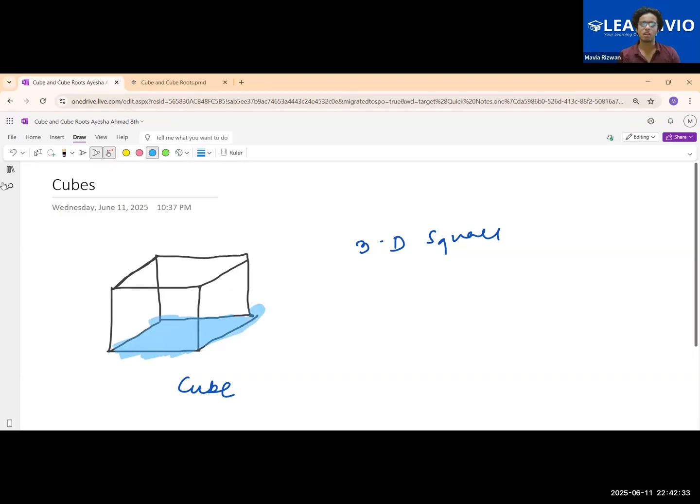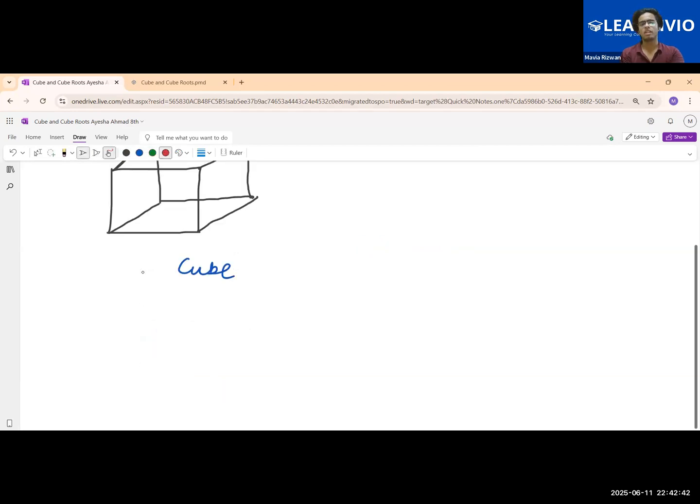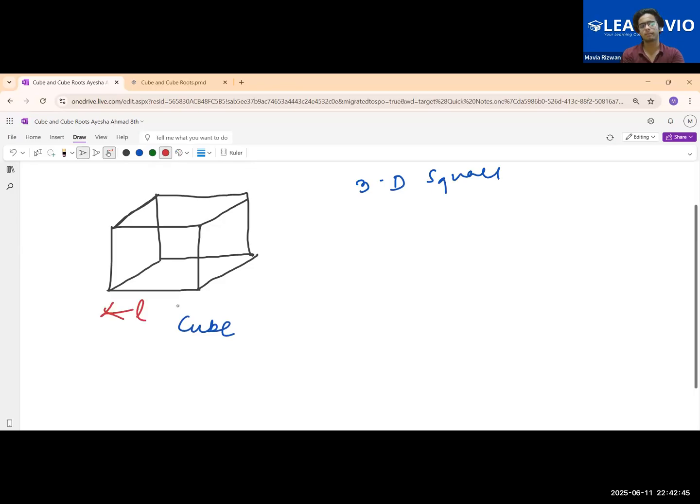Now in this cube, we don't need to go in depth. What we need to learn is that in this cube there are 3 sides: length, breadth, sorry, that was for a square. This is a cube, so here we have side, side, side, because all 3 are equal. In a cuboid, length and breadth change to length, breadth, and height. So there are 3 dimensions.